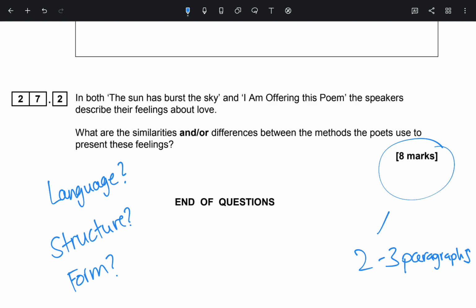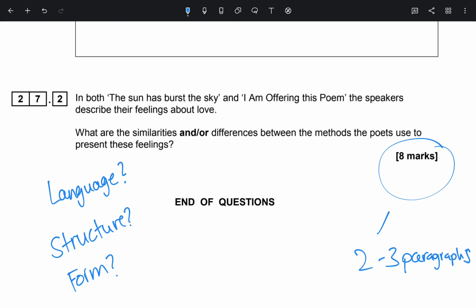So language techniques used in both poems, do they use similes, metaphors, verbs, adjectives? Structure, how does a poem begin, develop and end? Look at the verse structure and key turning points in the poem. And look at form, the type of poem it is and why the poet might have chosen this type of poem. For example, a dramatic monologue or a sonnet as well.